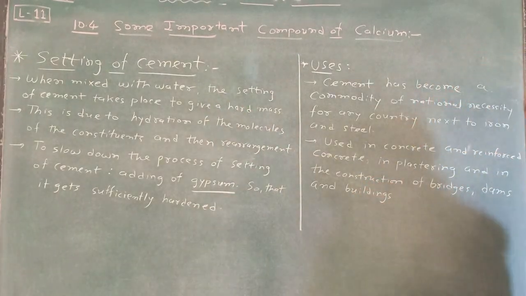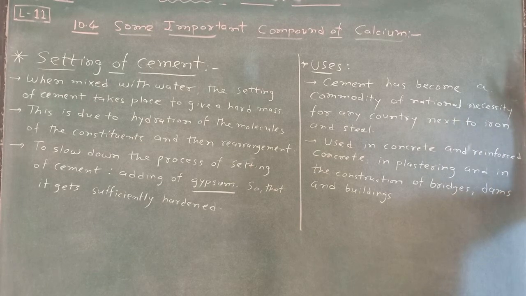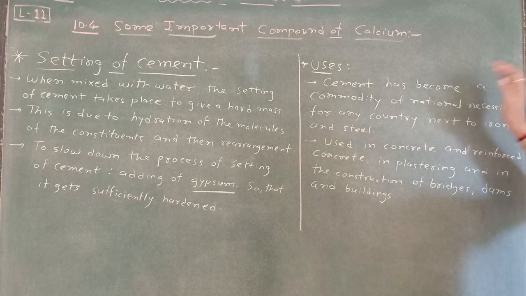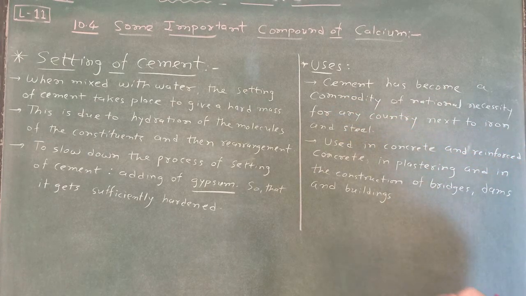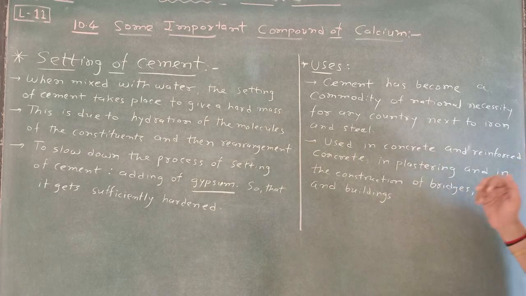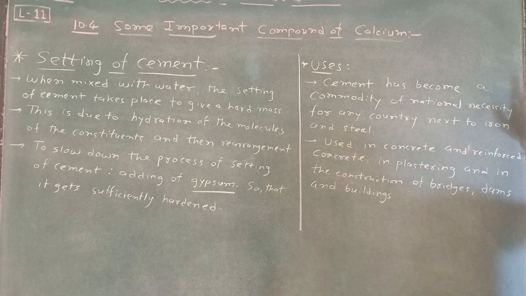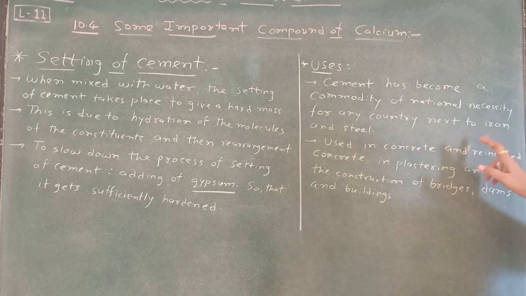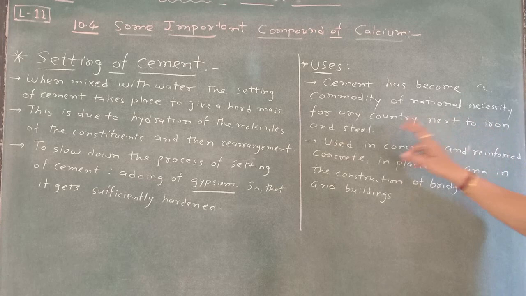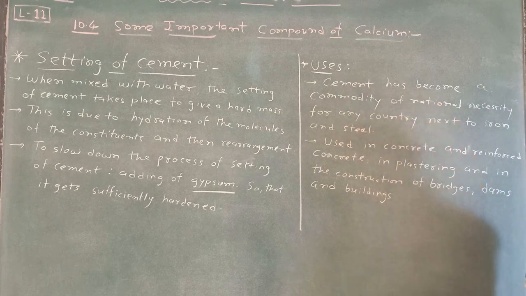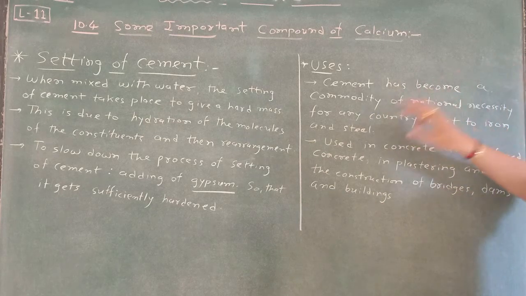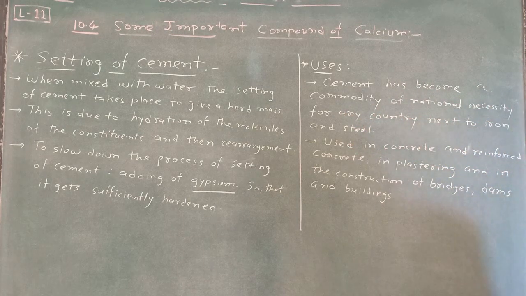Now uses is very important, because cement is a main source of the economic part, and that's why it deals with commodity. This word commodity you may have learned in economics. Cement has become a commodity of national necessity for any country next to iron and steel. That means iron and steel come first, and next to that is cement. According to which country produces this cement, the commodity of national necessity is required. So here it is very important.